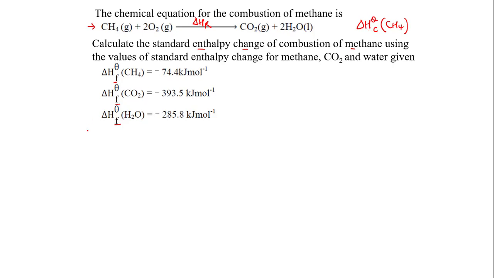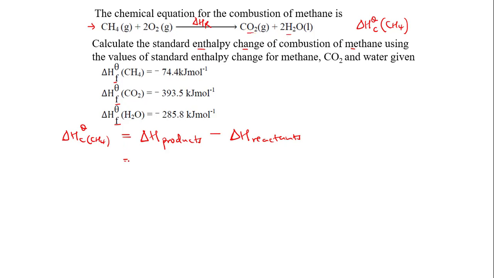methane. So we shall say that the enthalpy change of combustion of methane is going to be equal to the summation of the enthalpy change of the products, minus the summation of the enthalpy change of our reactants. So what are the products? Products are carbon dioxide and water.